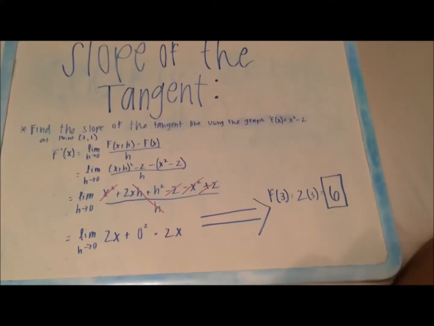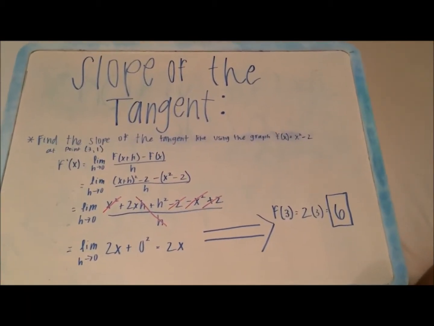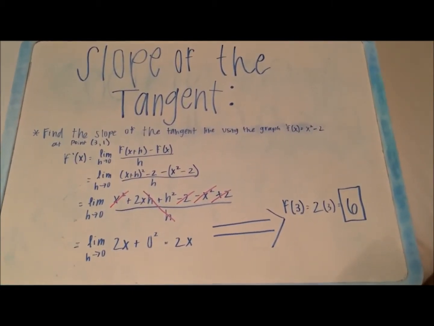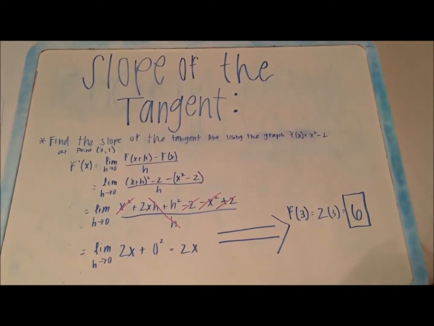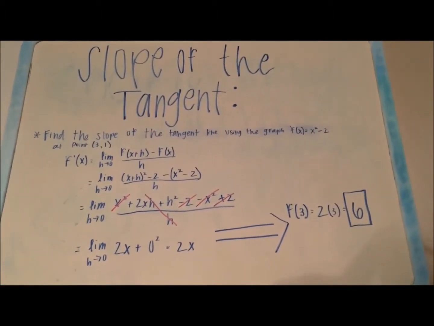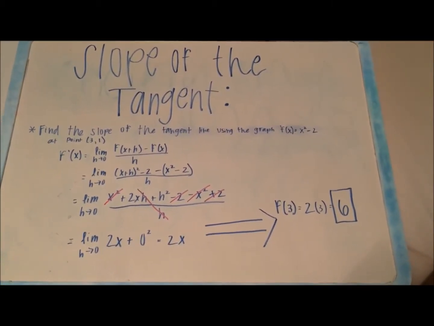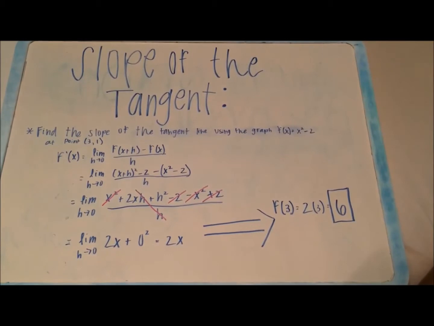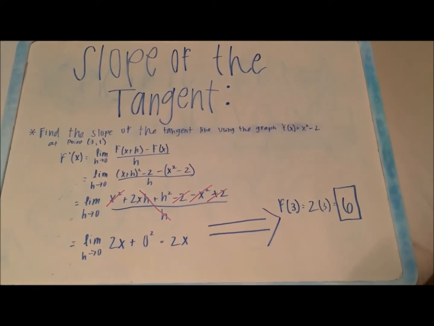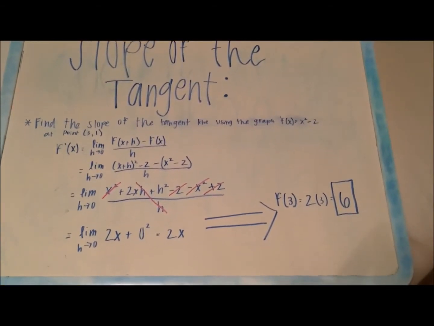In order to find the slope of the tangent line, you're going to find the slope of a curve y equals f of x at point P. So the question asks, find the slope of the tangent line using the graph f of x equals x squared minus 2 at point (3, 1). So using the formal definition of a derivative, you're going to use f prime of x equals the limit as h approaches 0 of f of x plus h minus f of x all over h. Then plugging in the function, it'll be the limit as h approaches 0 of (x plus h) squared minus 2, minus (x squared minus 2).